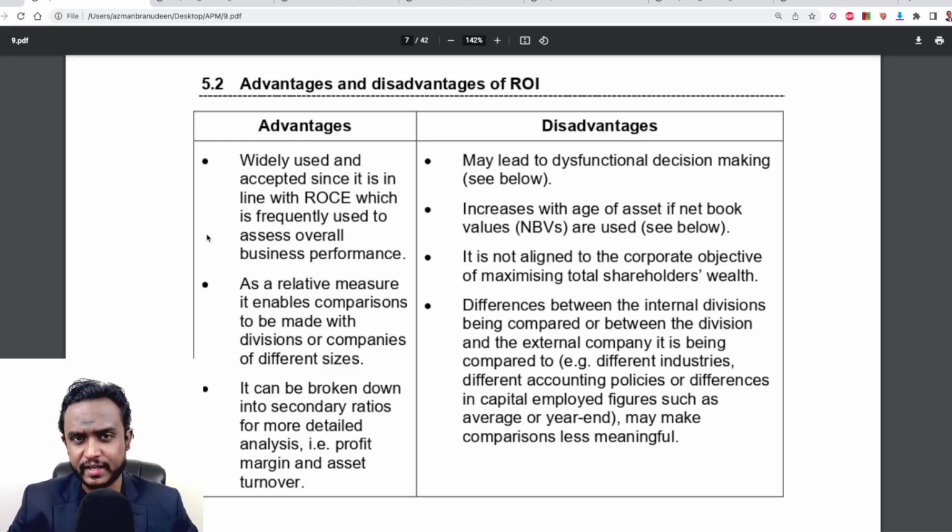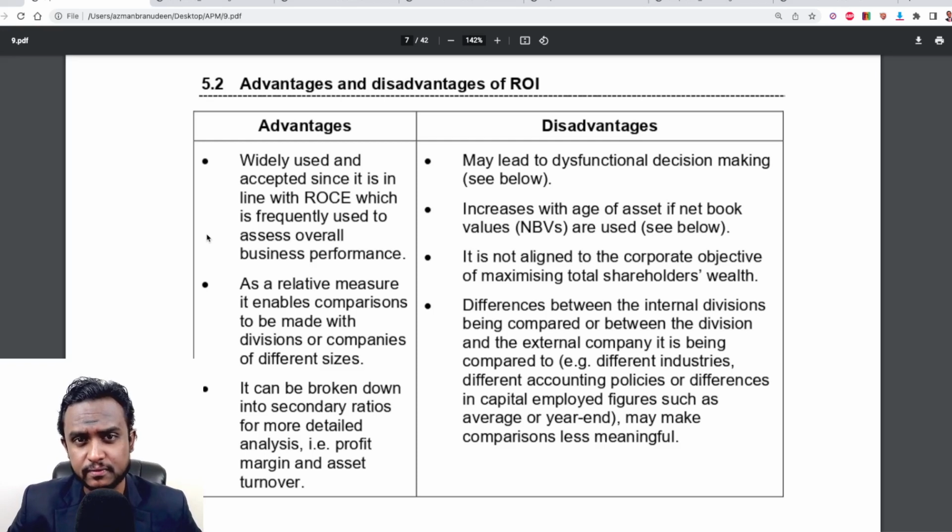So if you're not using market value or something like that, your ROI will keep on increasing, and that may look good on paper, but it might not actually work well for the company. It is not aligned to the corporate objective of maximizing total shareholders' wealth, because this is purely a profit and financial numbers game.